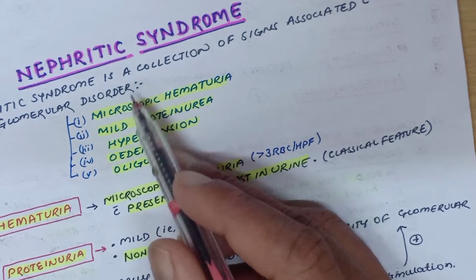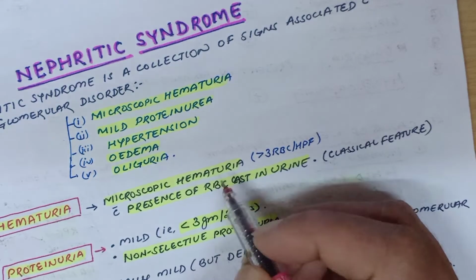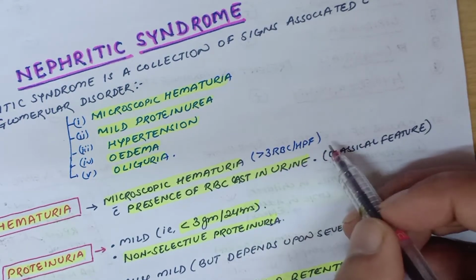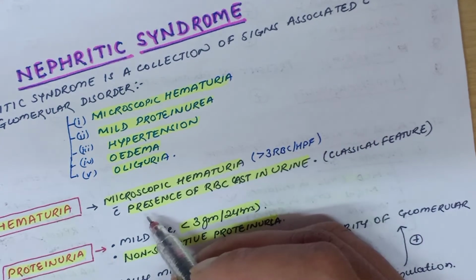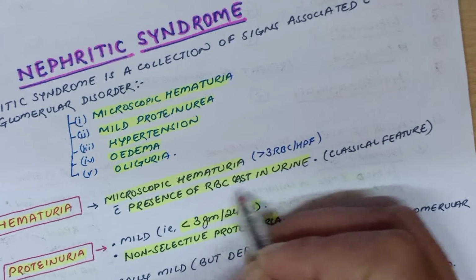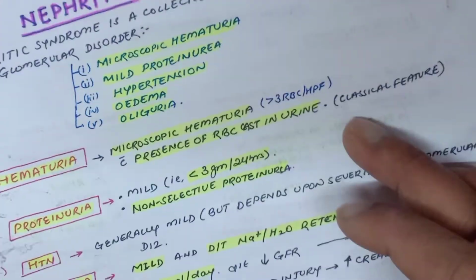So in nephritic syndrome, there will be microscopic hematuria. Microscopic hematuria is presence of more than 3 RBC in high power field, and there will also be a presence of RBC cast in the urine, and this RBC cast in the urine is a classical feature of nephritic syndrome.